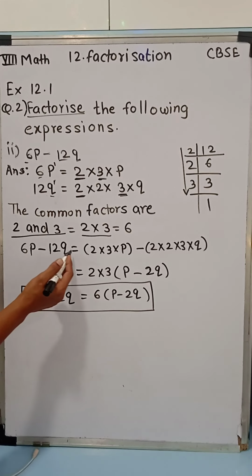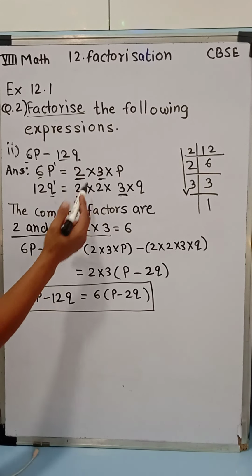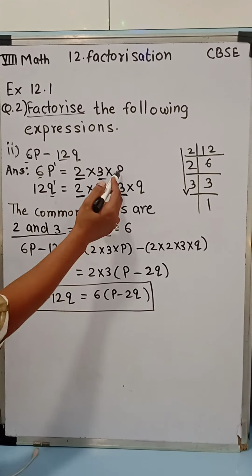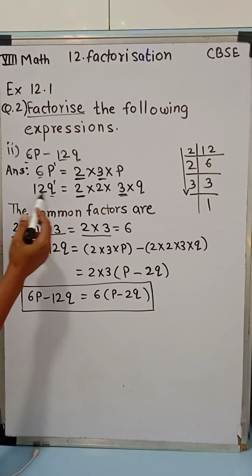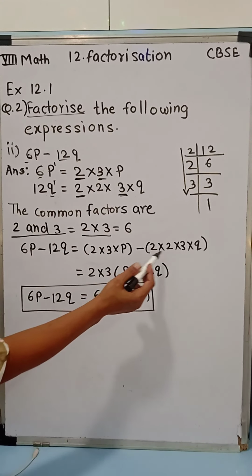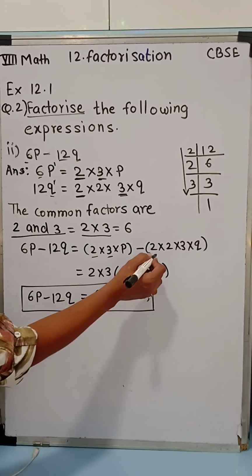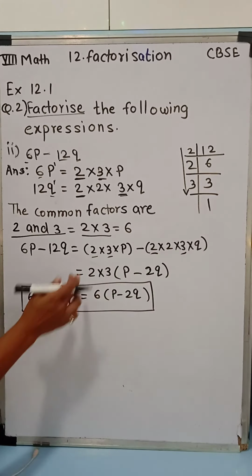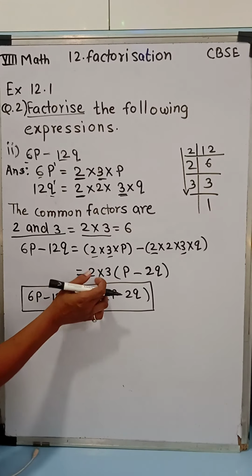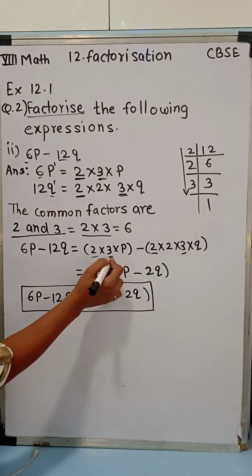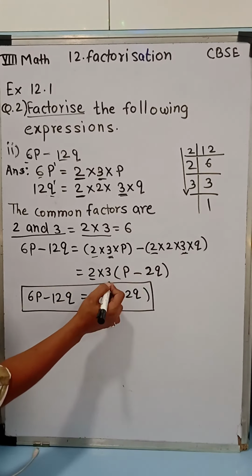6p minus 12q. The factors of 6p are 2 into 3 into p, taken from here. The factors of 12q are equal to what? 2 into 2 into 3 into q. We have already taken the common factors as 2 and 3. So 2 is taken out common from here and put it here. Then again 3 is the common factor, taken out from here and written here.